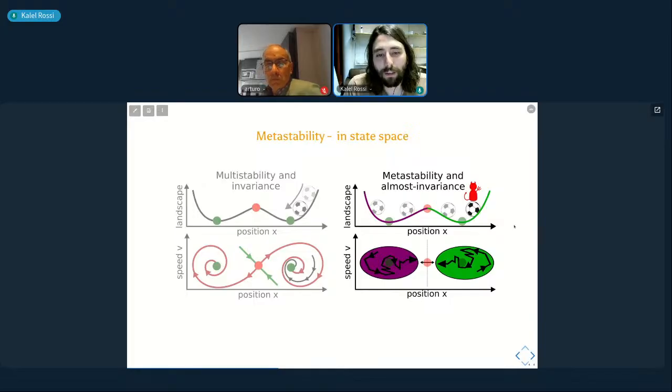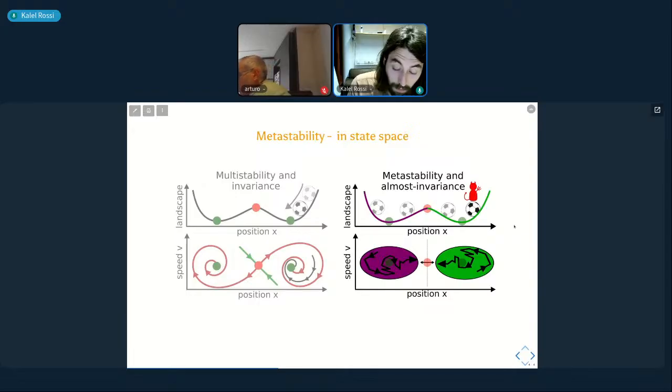Whereas before you had this invariance, you had trajectories staying in a region forever, now you don't, but you have trajectories that almost stay there forever. You have this notion of almost invariance. Trajectories have a high probability of staying in one of the two wells for a very long time. And you can formalize this better, but I just wanted to mention this intuition here. As you go from multistability to metastability, you also go from invariance to almost invariance. This is one way of thinking about long transient metastable regimes in state space.